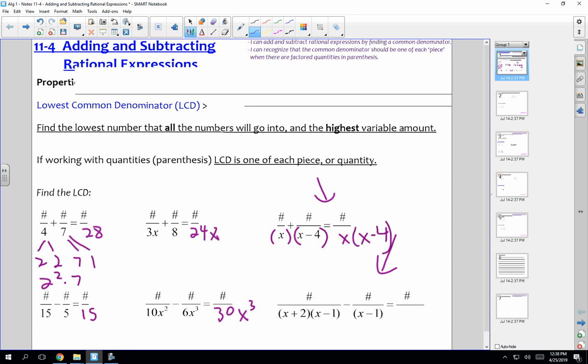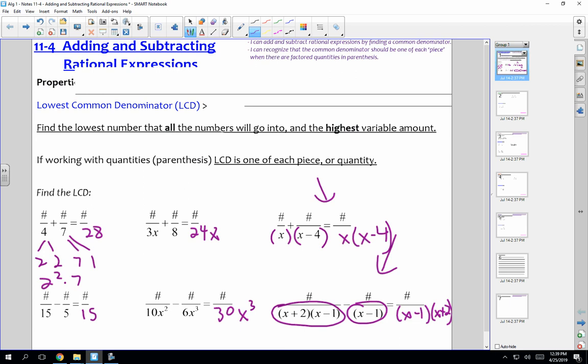Down here we've got an x plus 2 and an x minus 1, and then also an x minus 1. So notice there is an x minus 1 that's common in each, but there is also an x plus 2 as well. And so you have to have both factors represented. If you were to divide the x minus 1 into the x plus 2, x minus 1, it would go in.